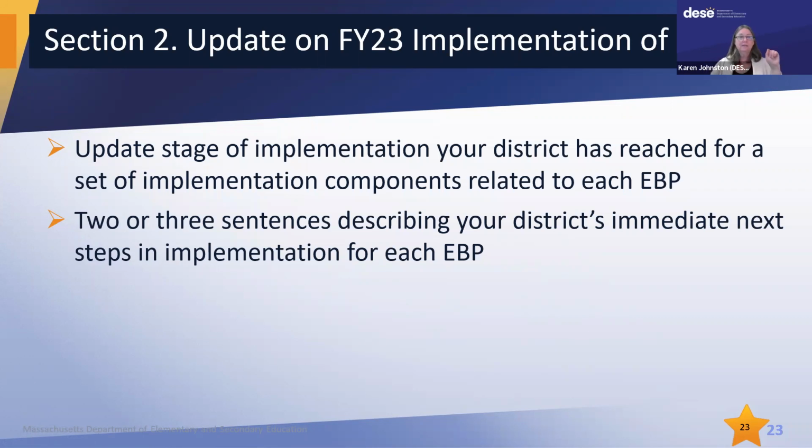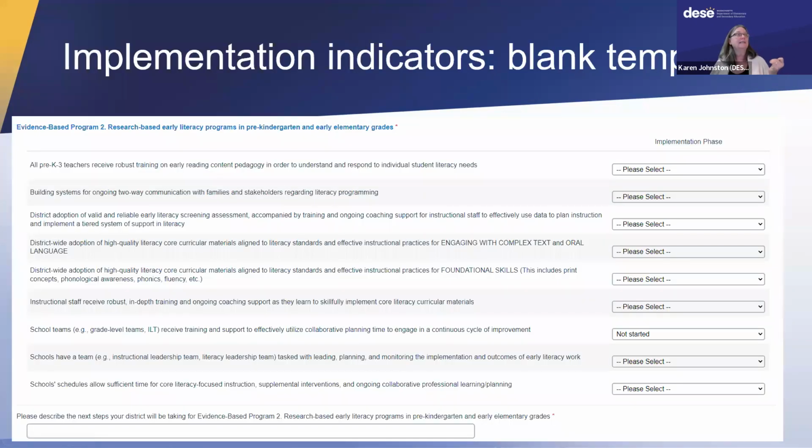So this year you'll use a drop-down menu to indicate: we haven't started this yet, we are still in the planning stage, we have partially implemented this, we have fully implemented this, or this line just simply isn't part of our approach to this EBP. And then following each matrix, you'll be asked to provide 2 or 3 sentences describing your district's immediate next steps for implementation for each EBP. And that's also what we did last year.